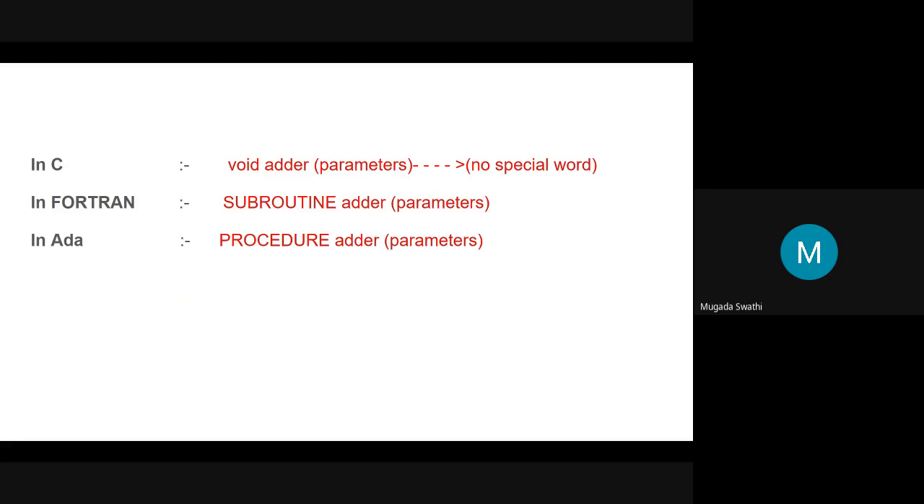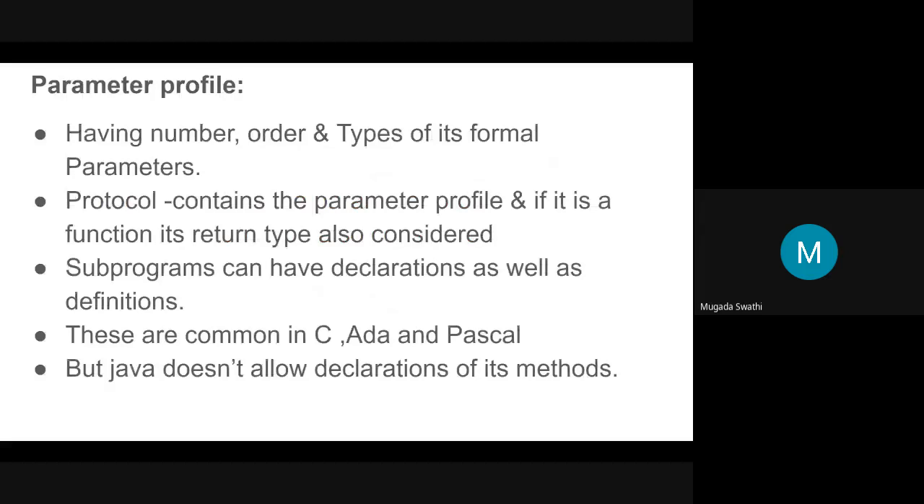In other programming languages, it has a special word called procedure followed by adder and then followed by parameters. So coming to the parameter profile. A parameter profile is nothing but what kind of parameters we can declare before a function definition has started its execution, how many parameters, what is the order of the parameters, and how many parameters we can actually pass as arguments to the function definition.